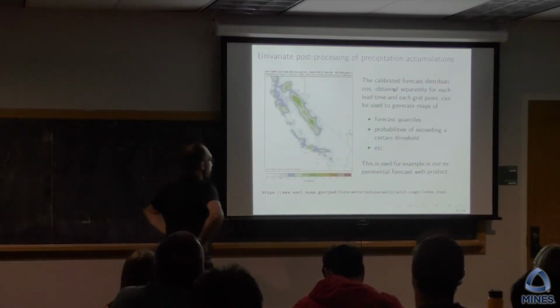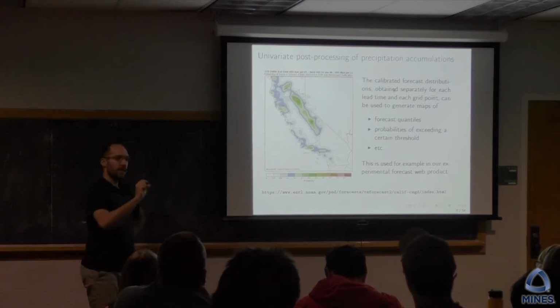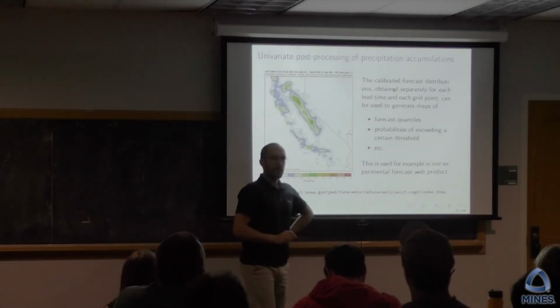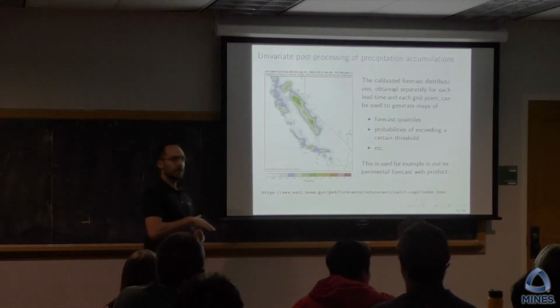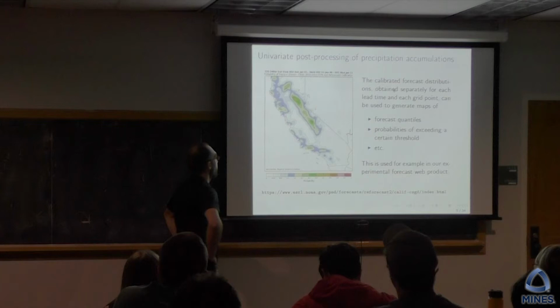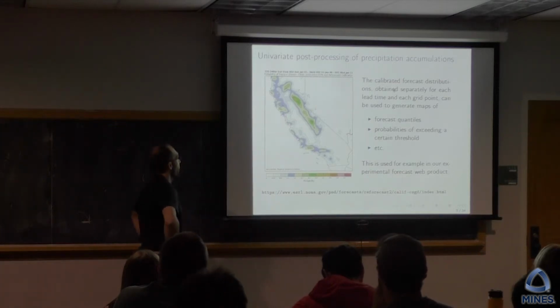Here I just want to mention that we typically do that at every single grid point, grid point by grid point, and for every single forecast lead time. And then we get a full probability distribution, and we can derive all sorts of probabilistic quantities from that. So that's an example from an experimental web product that we have in California.